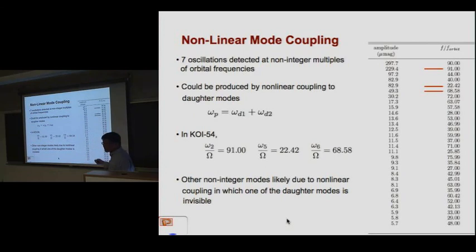Do you have a second example of that? This is the only one. This is the only example. Then you ask yourself, what about the other ones? Well, obviously, we can think that other non-integer modes are likely to be nonlinear mode coupling, where one of the daughter modes is invisible, with lower amplitude.